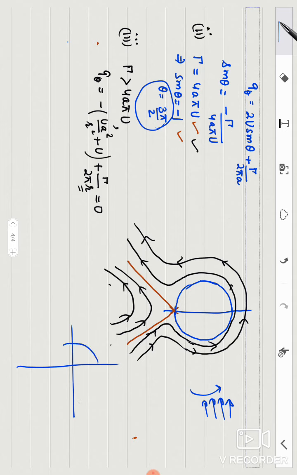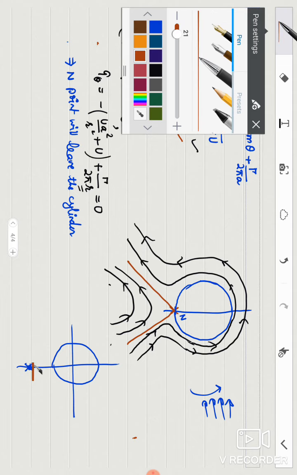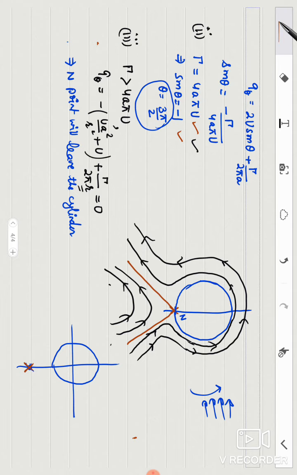Suppose this is my cylinder. Then this point will leave the cylinder, so it will go somewhere here. Then, suppose I give it the name N, the N point will leave the cylinder, and it will be your stagnation point. Now this is the red one. This is your stagnation point.